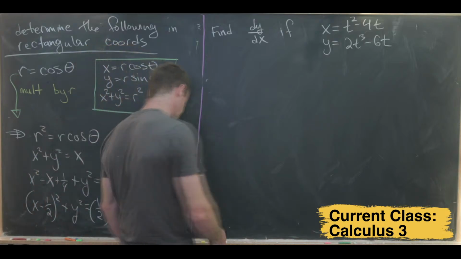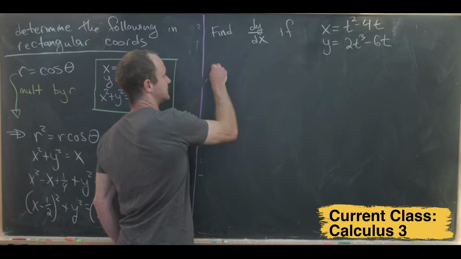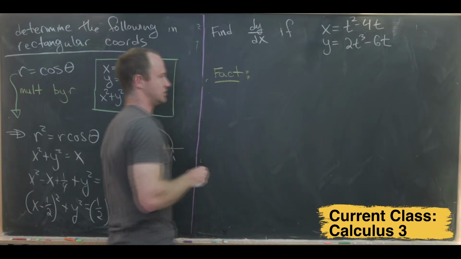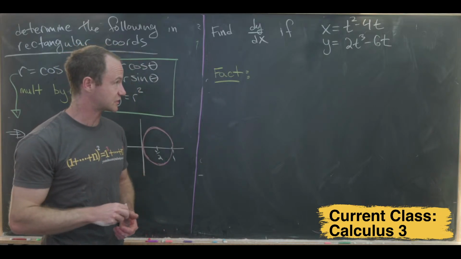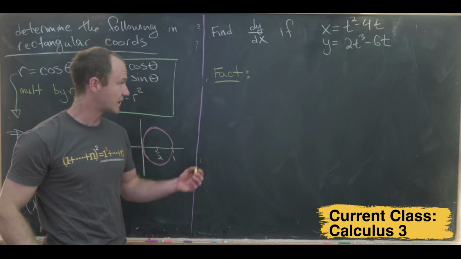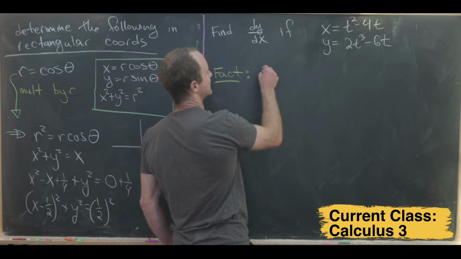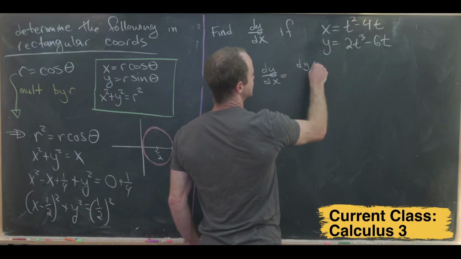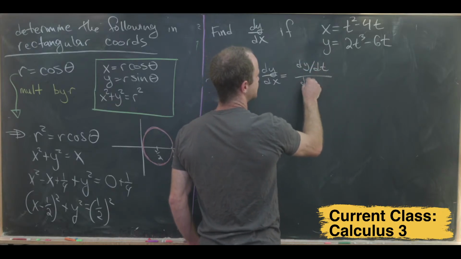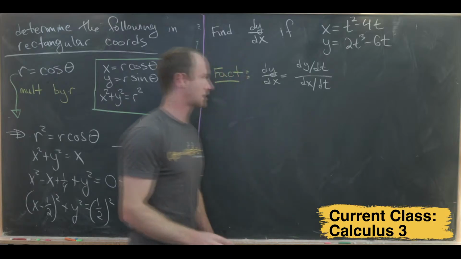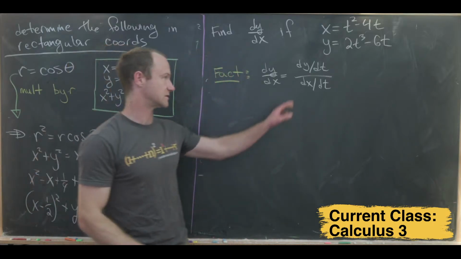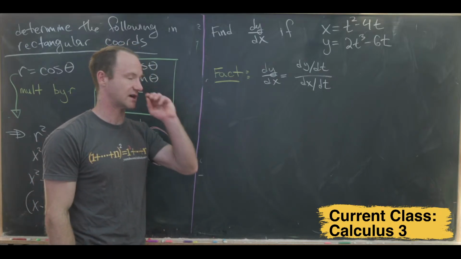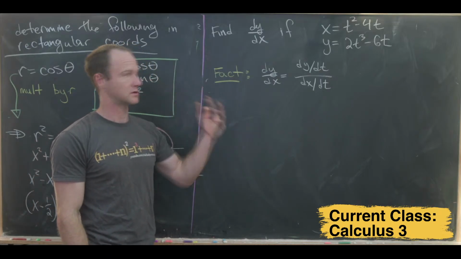So let's just recall a fact. Maybe I won't go into proving this fact. It's done in the calculus 2 section where you're doing polar coordinates and parametric equations. But the fact goes like this: dy by dx equals dy by dt over dx by dt. I know this seems not great because it looks like you're just canceling out the fraction, but that's not really what's going on here. You prove this with the chain rule and stuff like that.